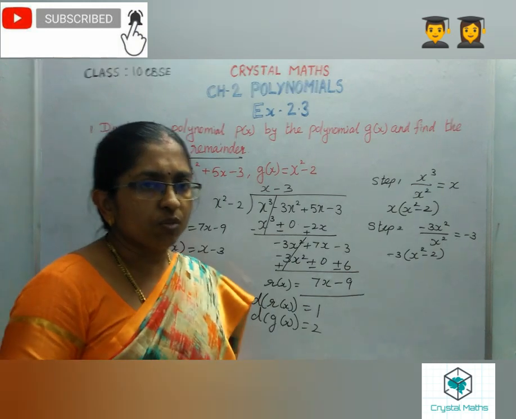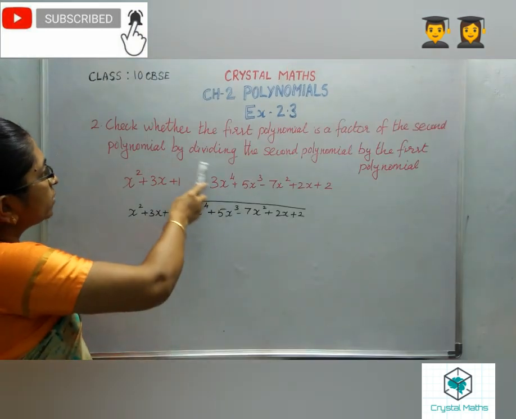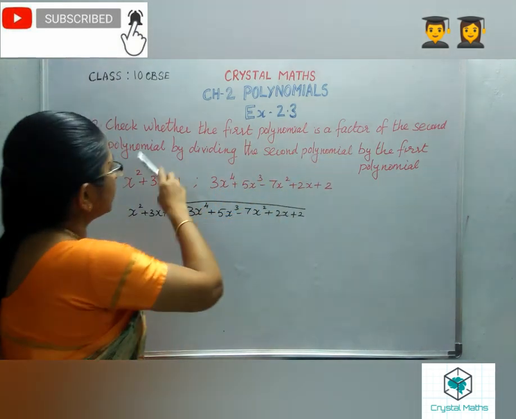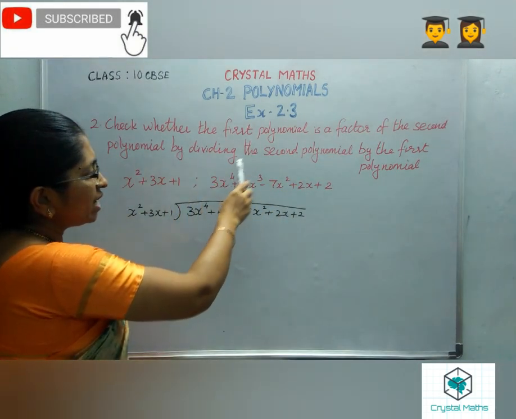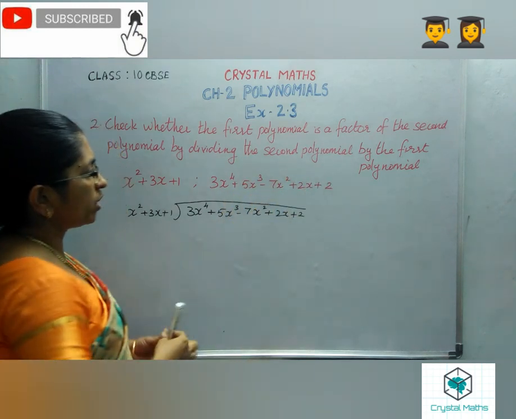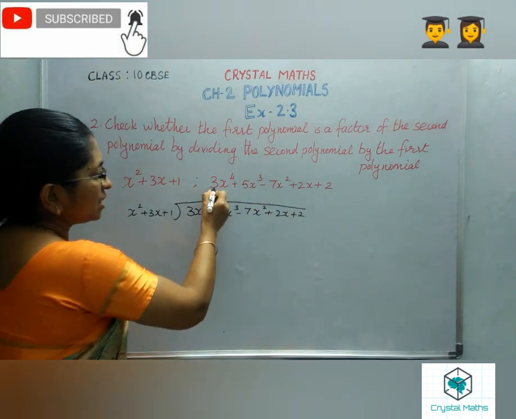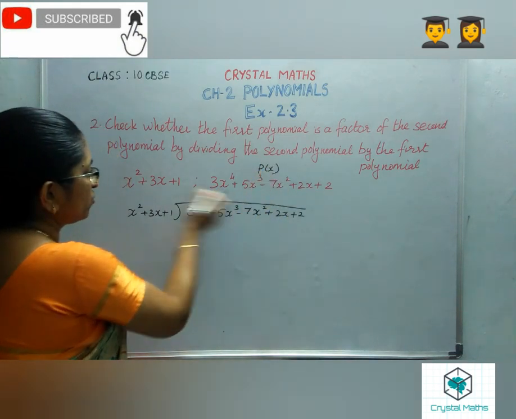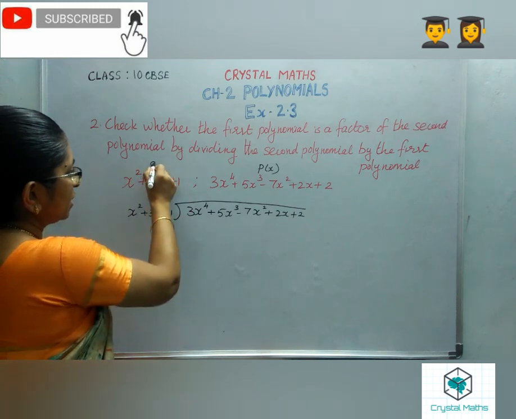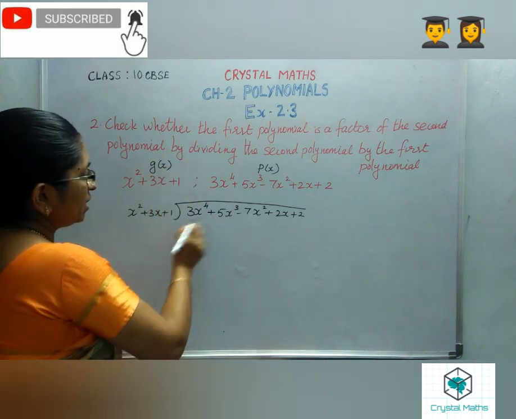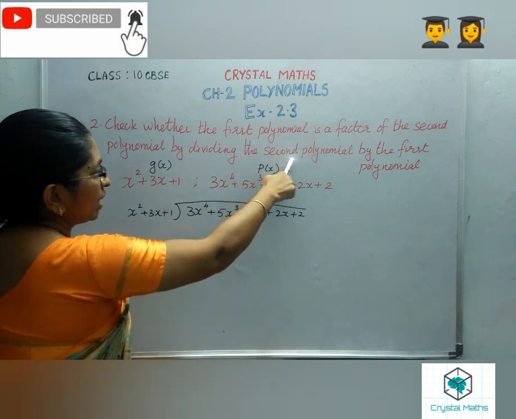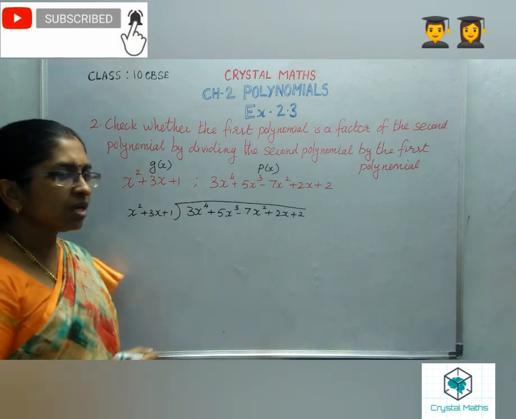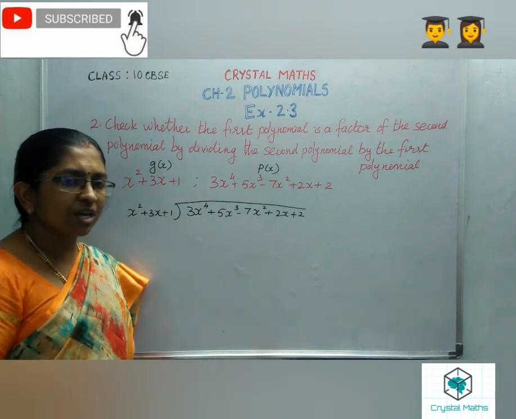Let us see the next problem. In this problem, they are asking to check whether the first polynomial is a factor of the second polynomial by dividing the second polynomial by the first polynomial. Here, we can consider the second polynomial as p of x and the first polynomial as g of x. That means we have to divide the second polynomial by the first polynomial. So, p of x by g of x.